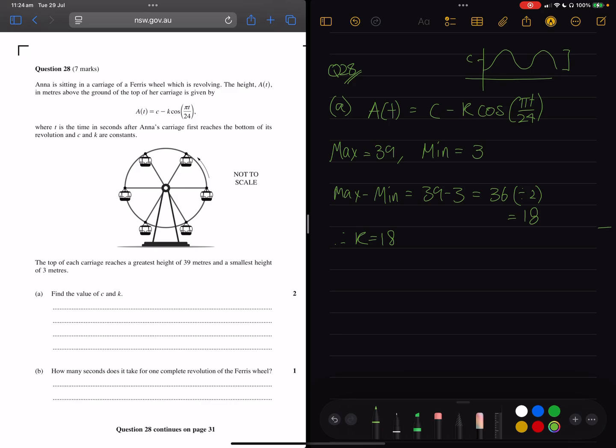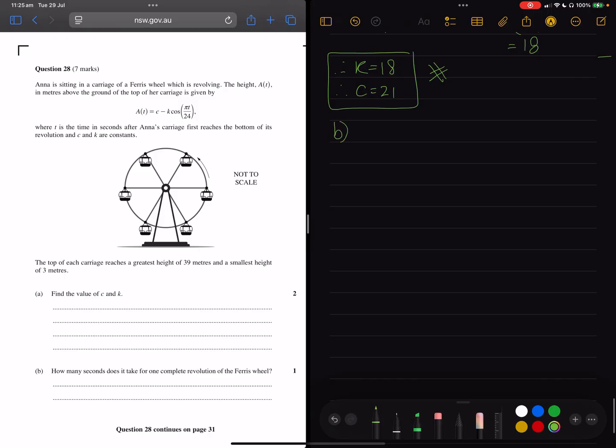Now, if the amplitude is 18 and the lowest point is 3, the c value, the line about which this revolves, must be 21. 21 minus 18 would give you 3. 21 plus 18 would give you 39. So therefore, the c value is 21. So we have found 2 of the parameters in this formula.